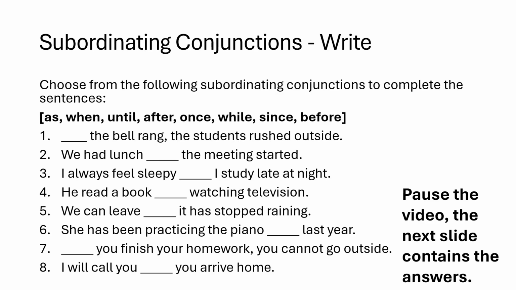Choose from the following subordinating conjunctions to complete the sentences. You can only use each subordinating conjunction once. As. When. Until. After. Once. While. Since. Before.